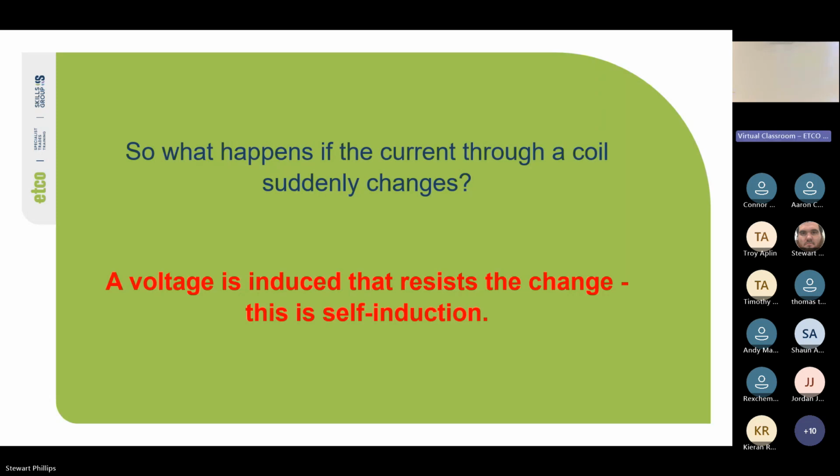So even when we're using a motor or a transformer, because we have this magnetic field that is being created and destroyed, it has an unfortunate side effect of self-induction, which opposes the change in current flow. So whenever we change the current flowing through an inductor, a voltage is induced that resists the change, and it is known as self-induction.